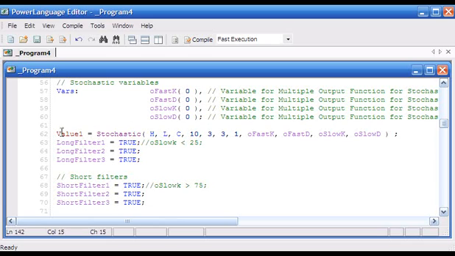For example, if we wanted to set a stochastic, rather than saying long filter equals true, we could, for example, say that the slow K is going to be less than 25 for that to be true, and that is one of the factors involved in whether we get into a long trade or not. So you could create your own filters based on this, and I've set up here just three for long trades, three for short. Anyway, I hope you might find this program useful.